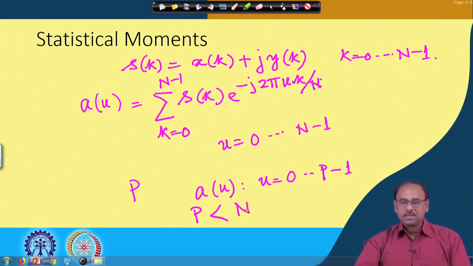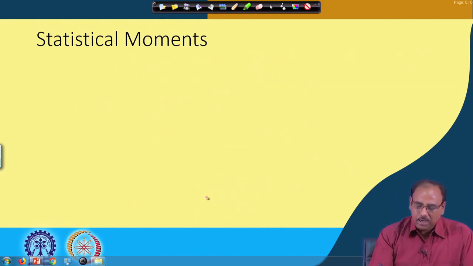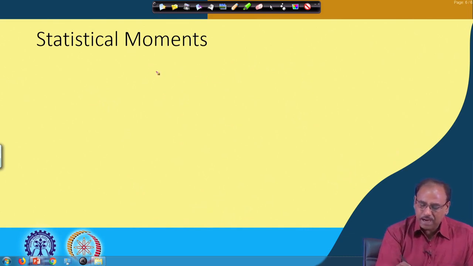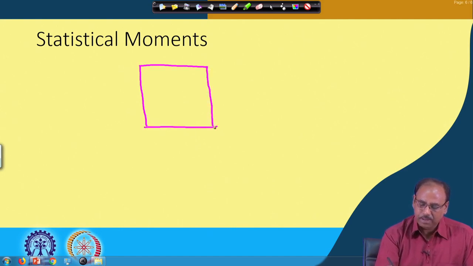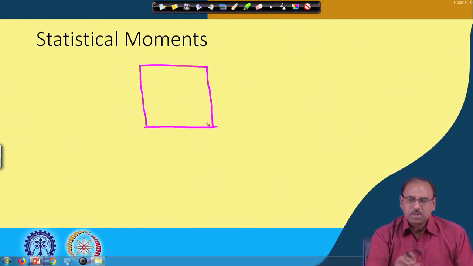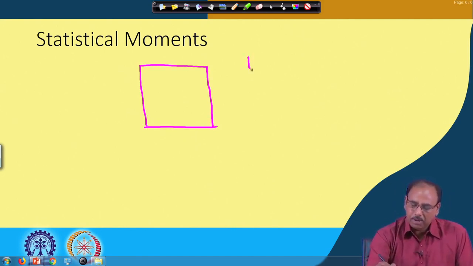To see the effect of the truncation of the coefficients, I can take the inverse Fourier transformation to reconstruct the boundary with which I started, for which I have taken the forward transformation. If we had started with, say, a square shape, something like this, suppose this square shape had capital N boundary points, and from these capital N boundary points we have also obtained capital N Fourier coefficients.